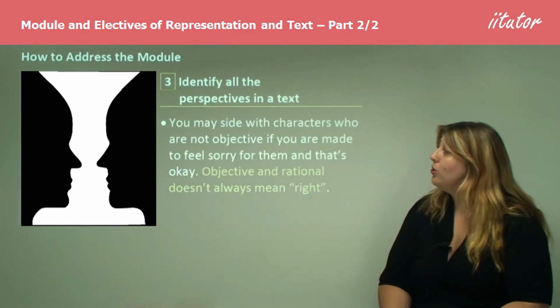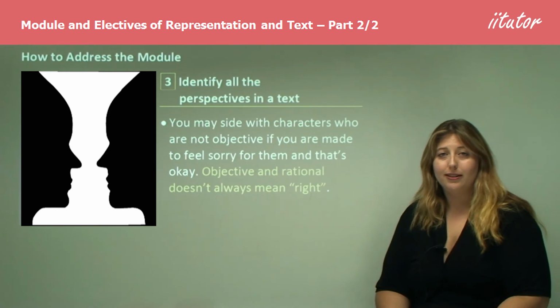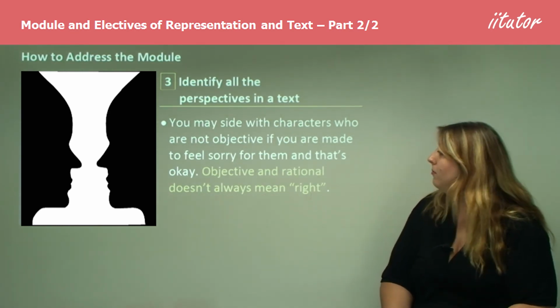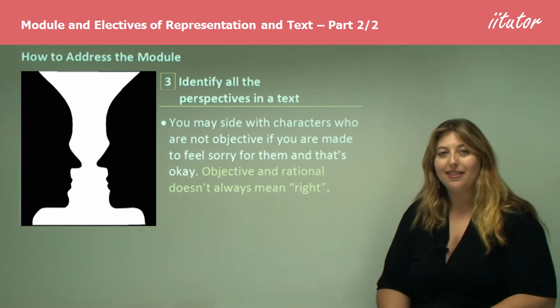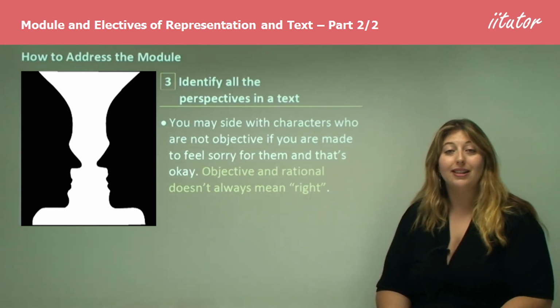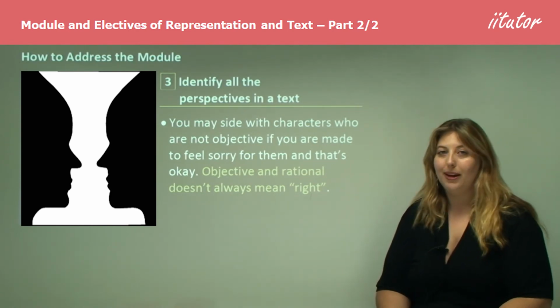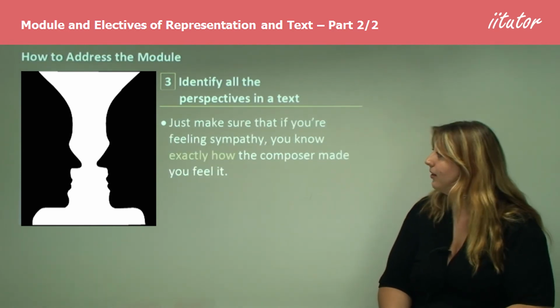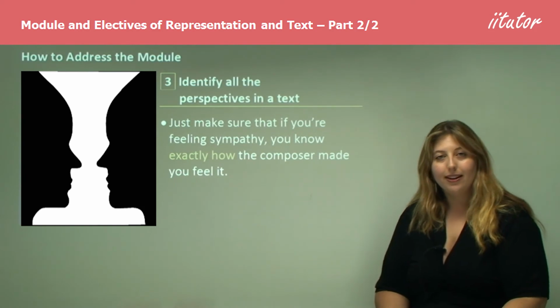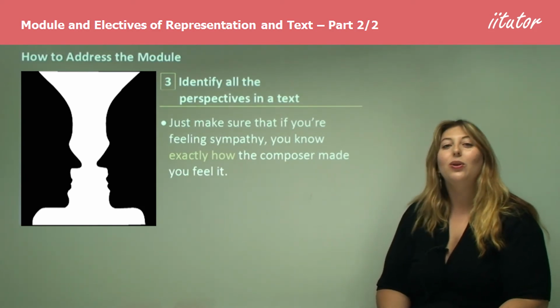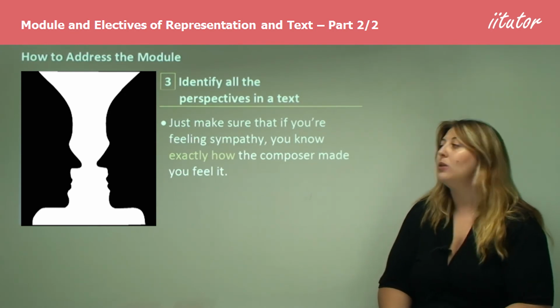You may also choose to side with the characters that are not objective. Sometimes they'll make you feel sorry for them, and don't feel too worried about that. It's okay to feel sorry for a character and end up siding with them. Objective and rational doesn't always mean right. Just make sure that if you are feeling sympathy, you understand how they caused you to feel the sympathy, and you can explain it clearly to the marker. That's what we're looking for.